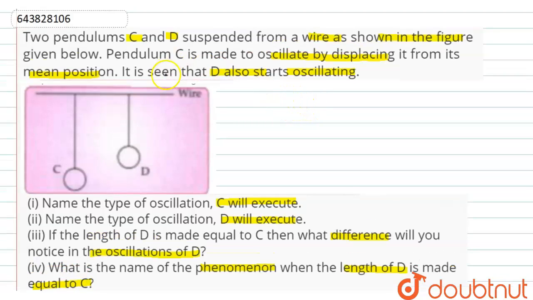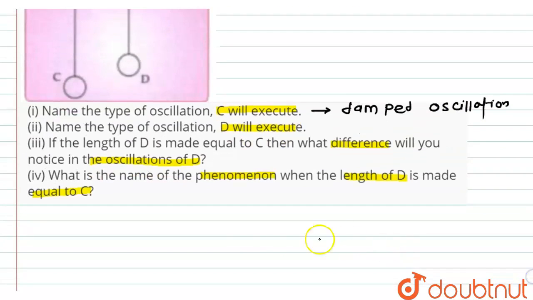So according to the question, when the pendulum C is made to oscillate by displacing it from its mean position, it is seen that D also starts oscillating. The oscillations performed by C will be damped oscillations, where the amplitude of oscillation decreases with respect to time. So the answer to our first question, the type of oscillations executed by C, will be damped oscillations, in which the amplitude of vibration decreases with respect to time.